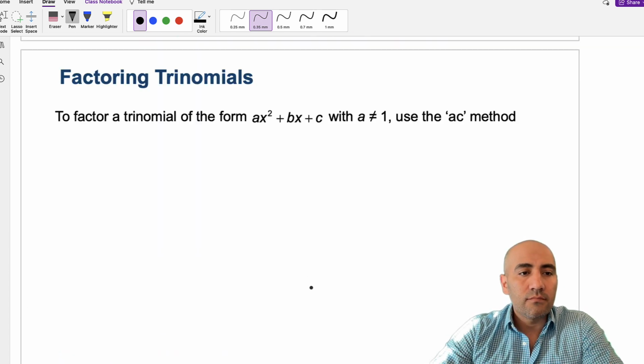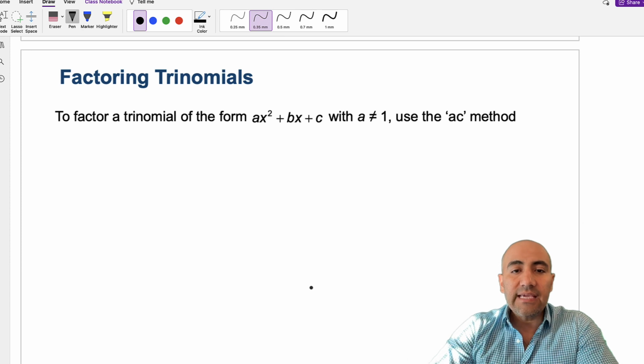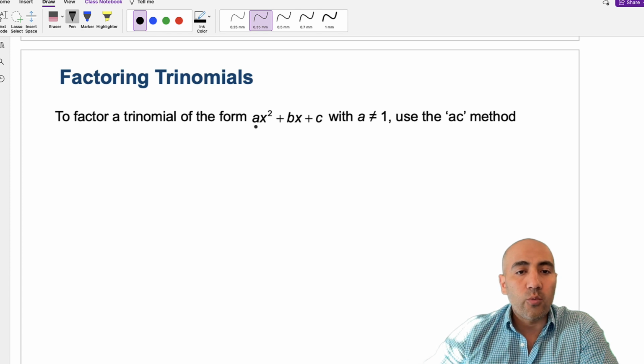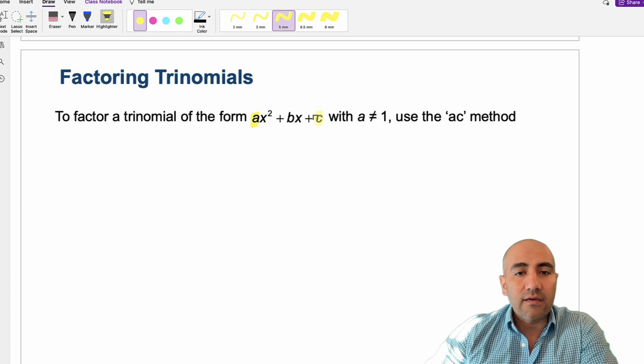Okay, so to factor trinomials of the form ax squared plus bx plus c, where a does not equal 1, we're going to use something called the AC method. The AC method refers to writing a trinomial in this form where the a, the b, and the c are constants, right? So a is the constant in front of the x squared term, b is the constant in front of the x, and finally c is this last constant out here. So the AC method refers to the a and the c, because step 1 of the AC method is to multiply the a times the c.